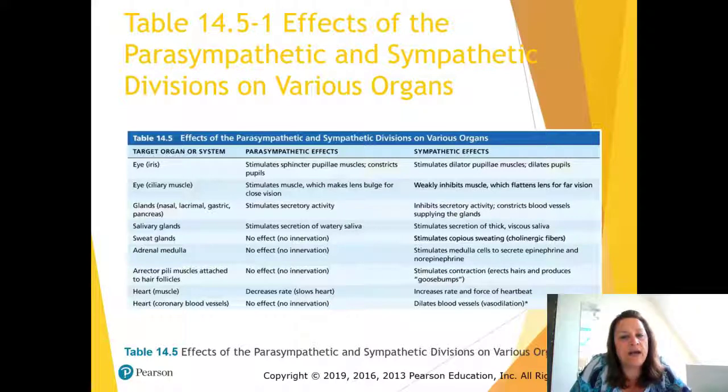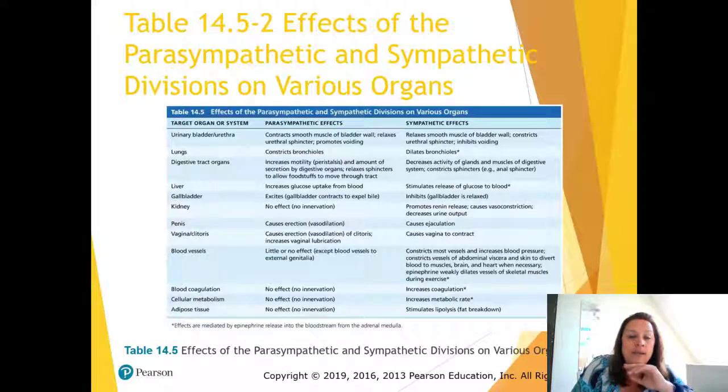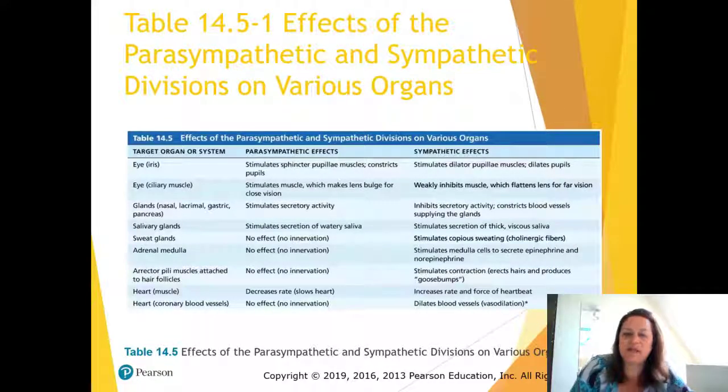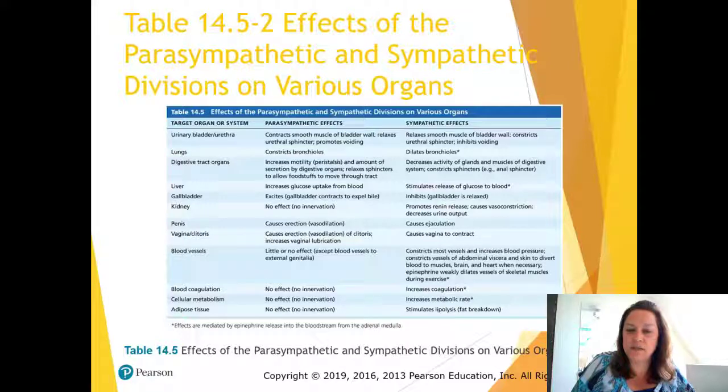But I just want to give you an idea of how each side of the autonomic nervous system affects the different organs, all the way down to the gallbladder and the blood vessels. You'll notice that sometimes there's no parasympathetic effect, a lot of them. But for the most part, every single one has a sympathetic effect. Up, up, up. All right.